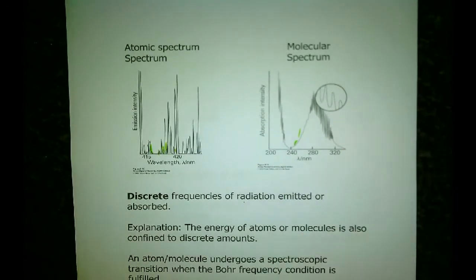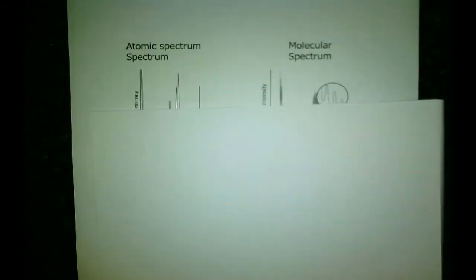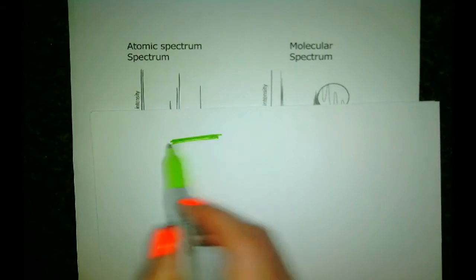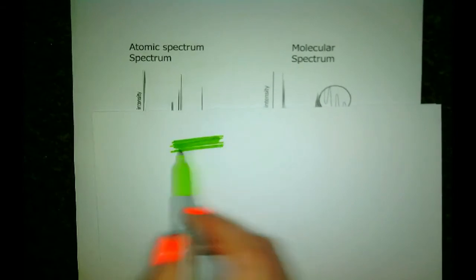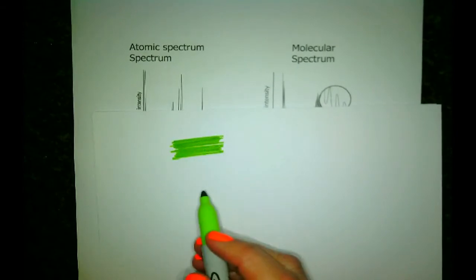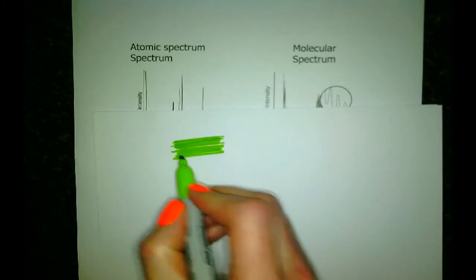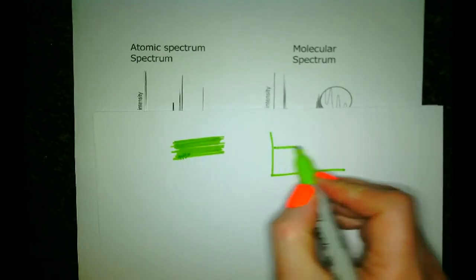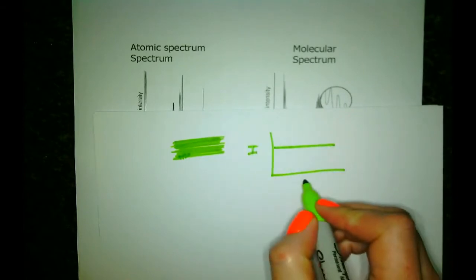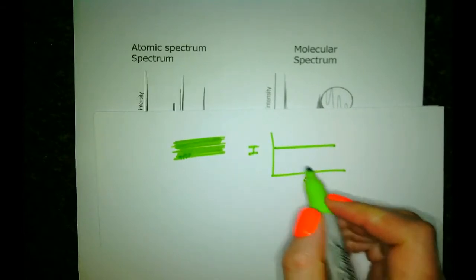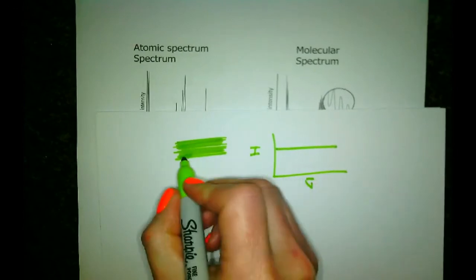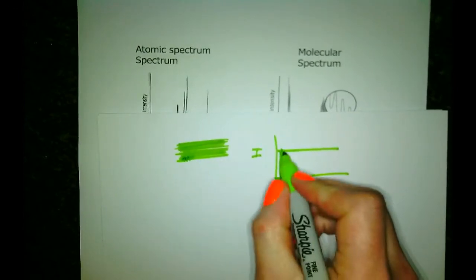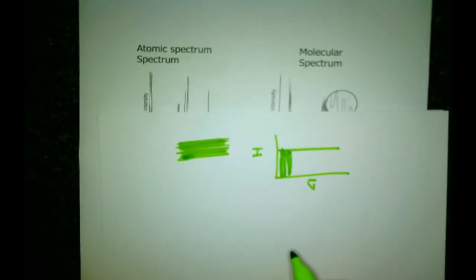Well, you can imagine if energy wasn't quantized, so if you have a continuous range of energy levels, then any transition would be possible and your spectrum would just be constant, because there would be that transition, the next one, the next one, the next one.